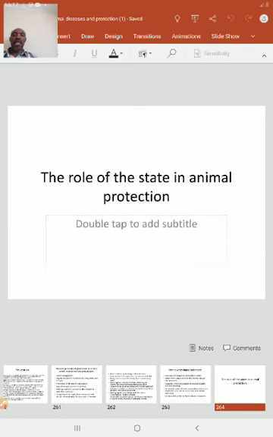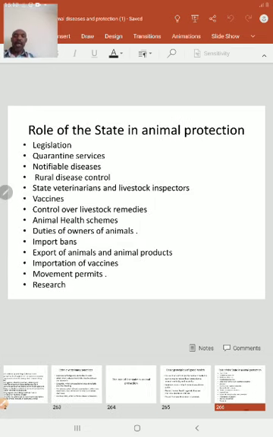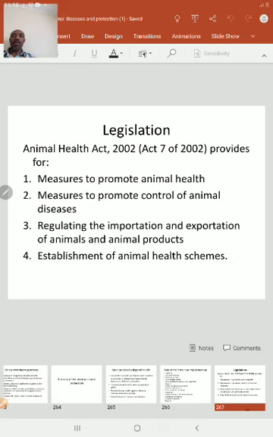And the role of the state in animal protection. What is the role of the government to ensure that the animals are treated correctly? The state produces legislation, quarantine services, notifiable diseases, vaccines, import and export bans and movement permits, even research. All of those are a role of the state.